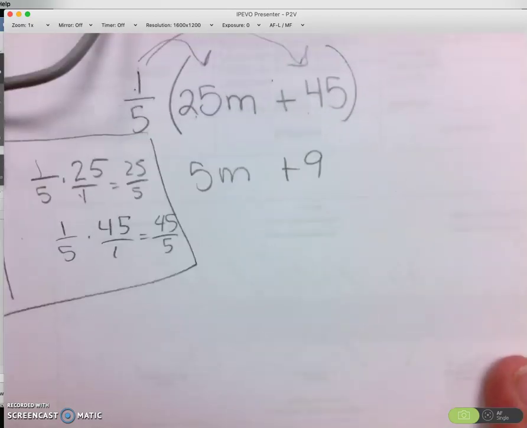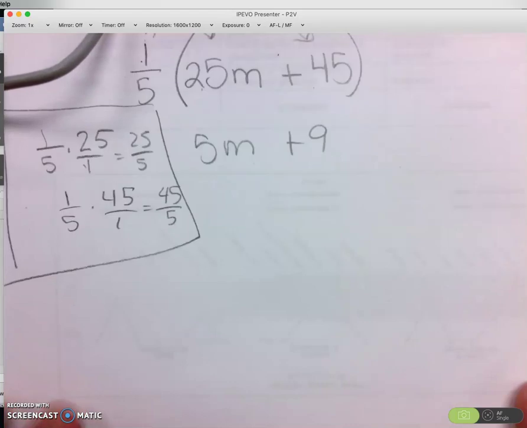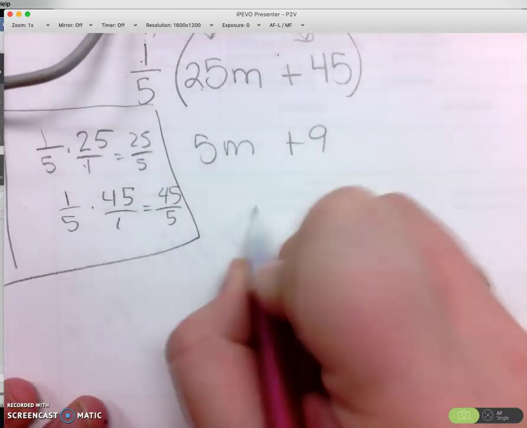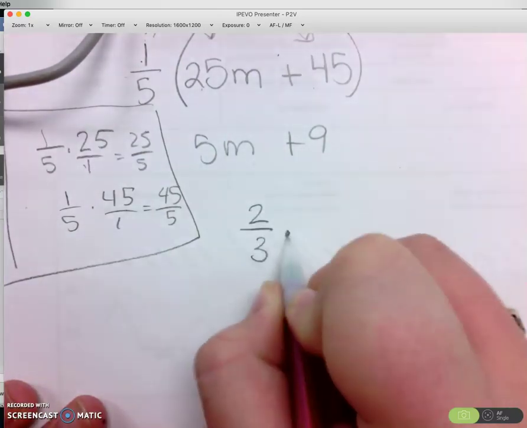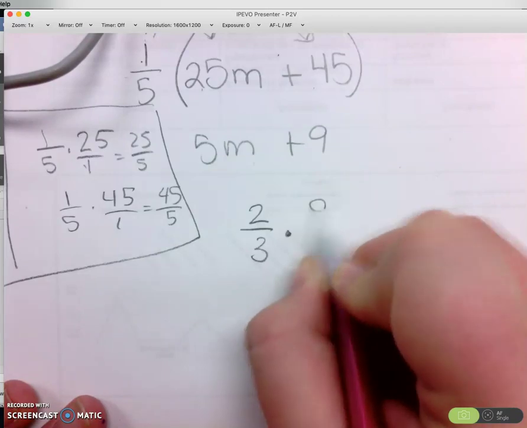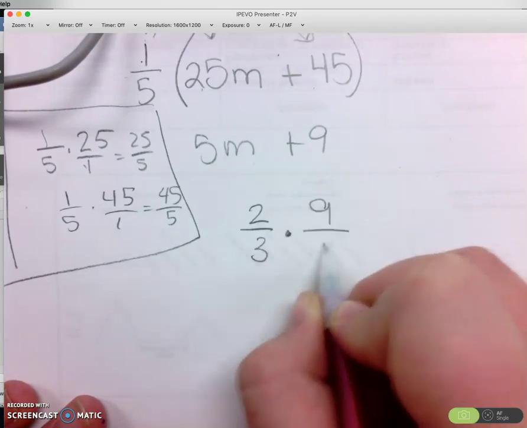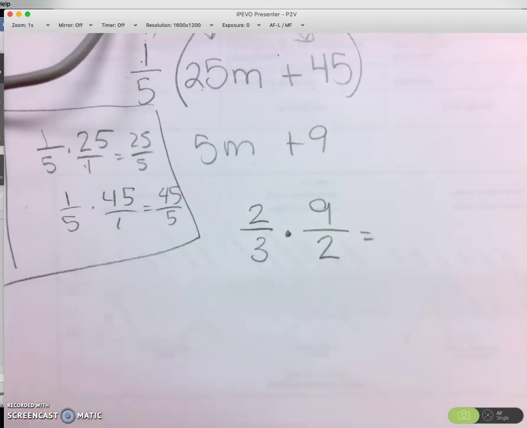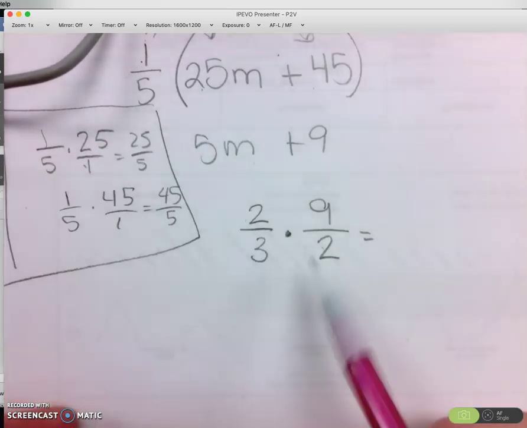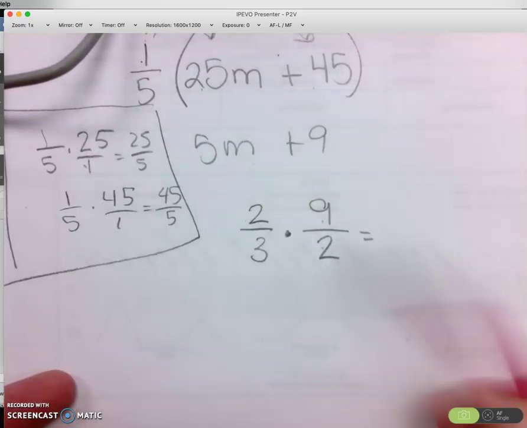Simplifying fractions. I'm making a video for you because you were simplifying any fractions of the product. So like 2/3 times 9/2. So if you're multiplying, you can simplify before, or you can do the math out and simplify later.